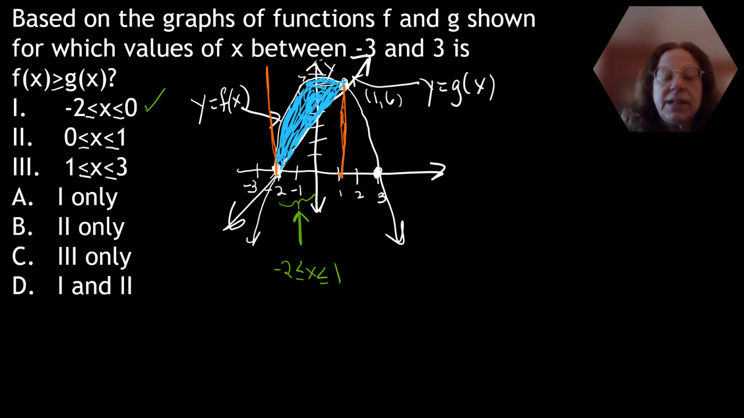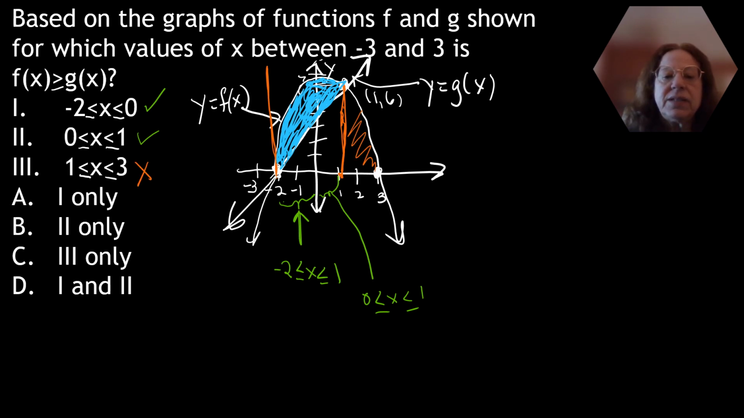So number 1, is that true? -2 less than or equal to x less than or equal to 1, which means is x between -2 and 1 where f of x is larger than g of x? And yes, it is, because that's colored in between -2 and 1. And also between 0 and 1, the graph is also larger than g of x. So f of x is larger than g of x and equal to.